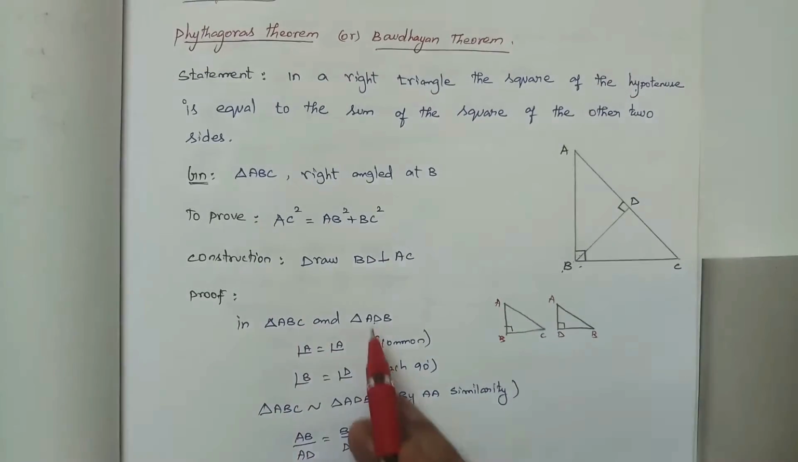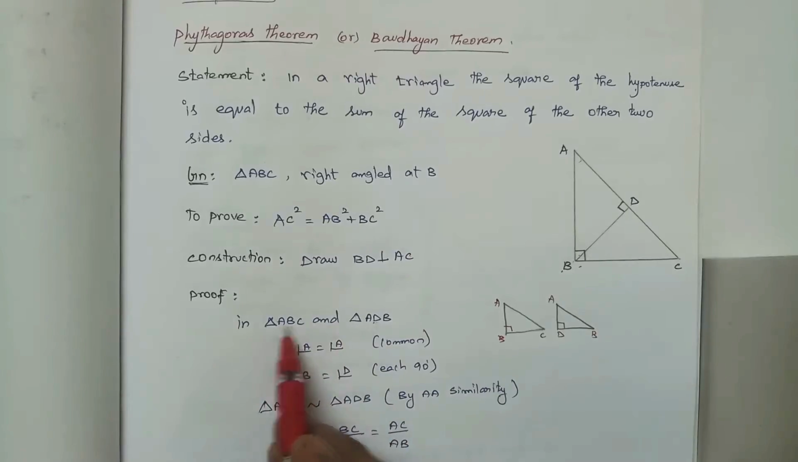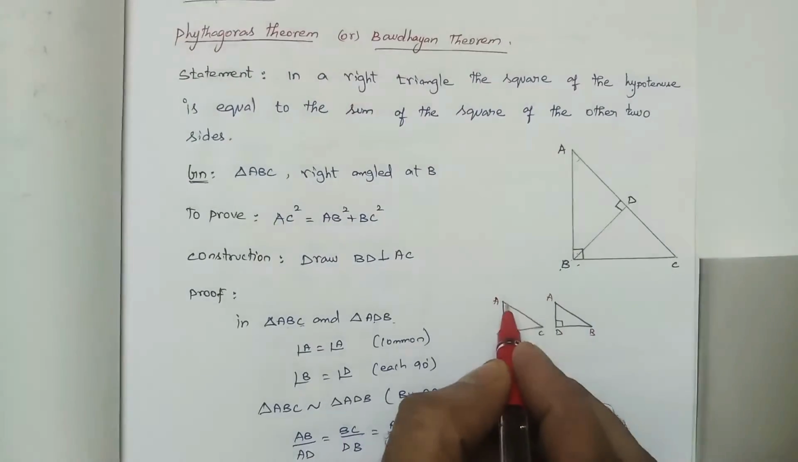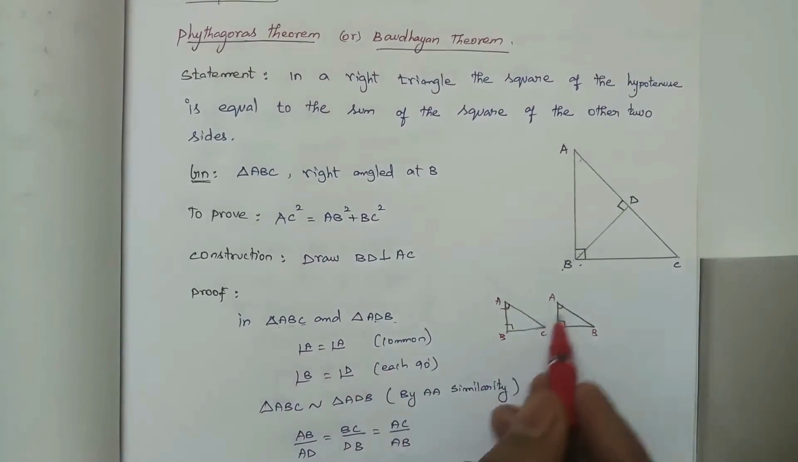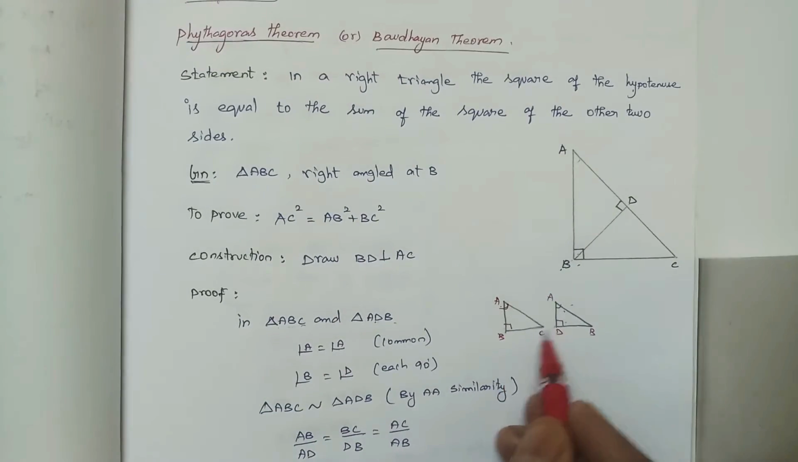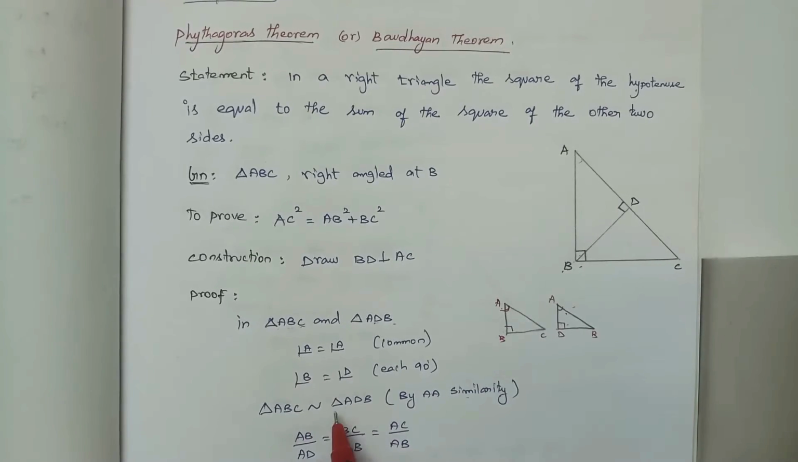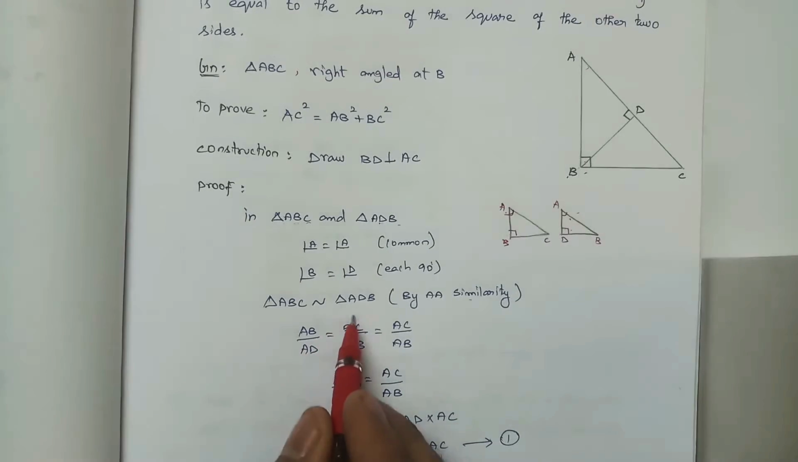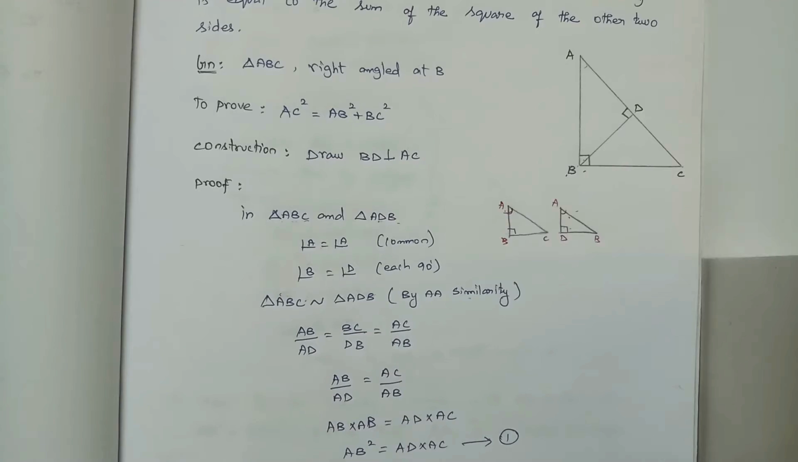So in ABC, here we are having A, which is the common angle, so I'm writing the first letter. ABC and ABD: angle A is equal to angle A, common angles, and angle B is equal to angle D, each 90 degrees. So by AA similarity, these two triangles are similar. If these two triangles are similar, then the sides are proportional: AB by AD is equal to BC by DB is equal to AC by AB.